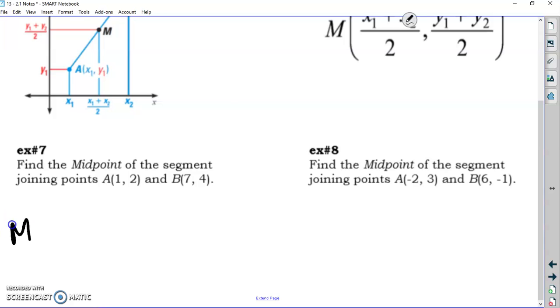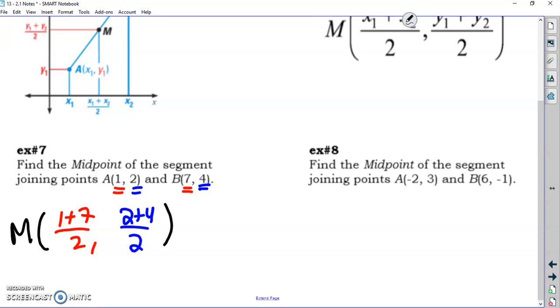So the coordinate of my midpoint, we're going to add the x values together, so 1 plus 7, and divide that by 2, and we'll add the y values together, 2 plus 4, and divide that by 2. So we get 8 divided by 2, which is 4, and then we get 4 plus 2 is 6, and 6 divided by 2 is 3. So my midpoint is at 4, 3.